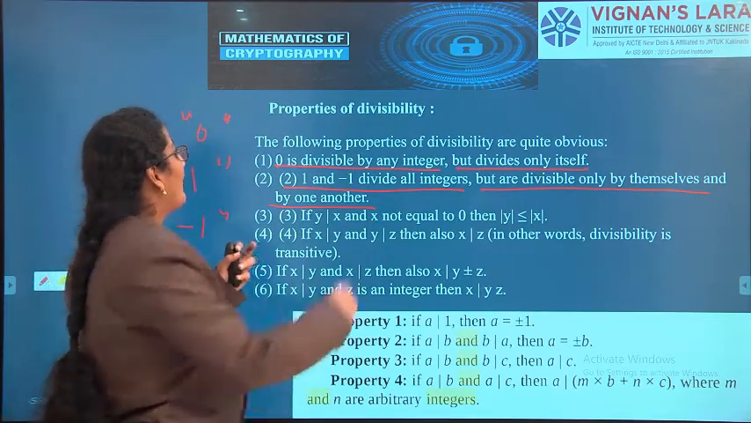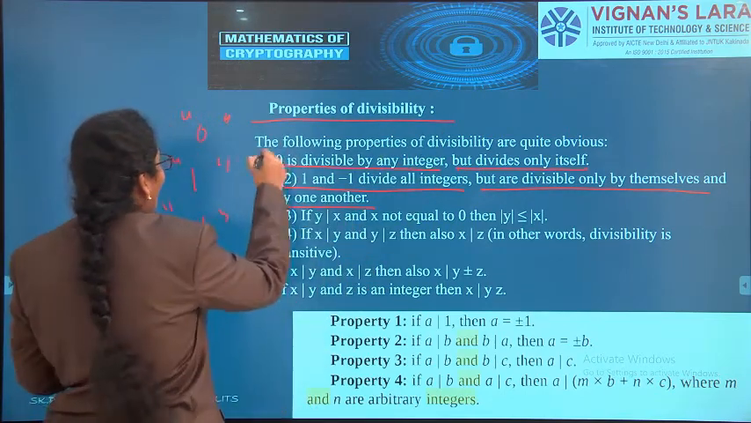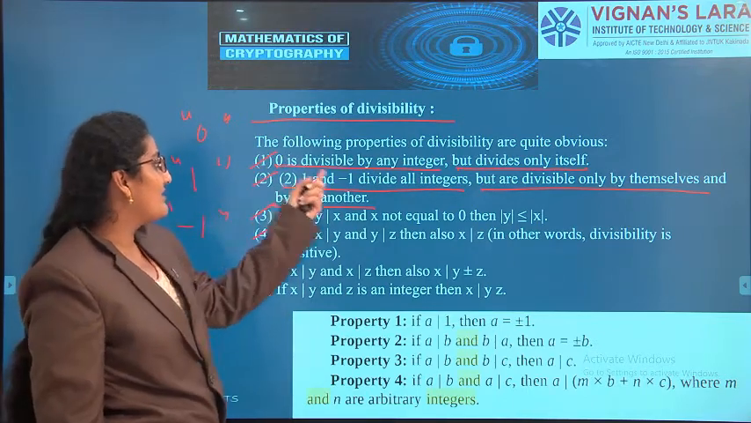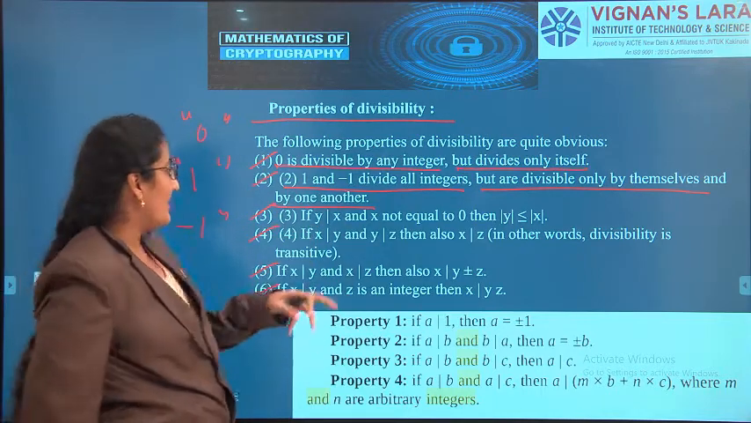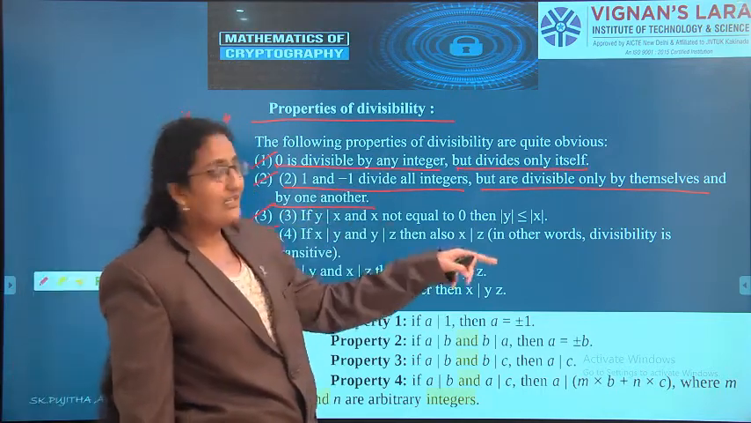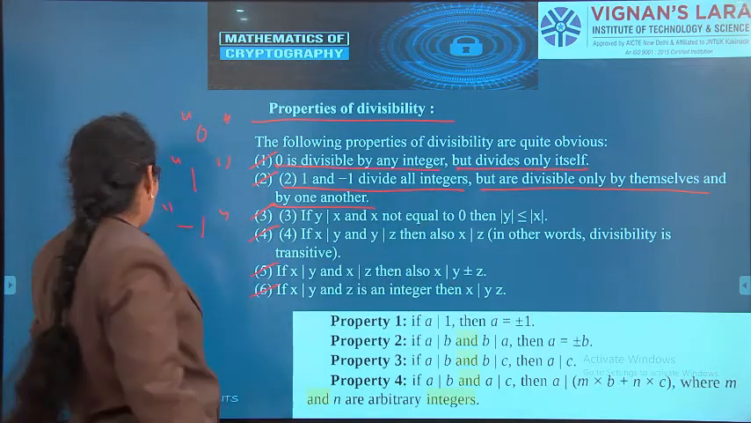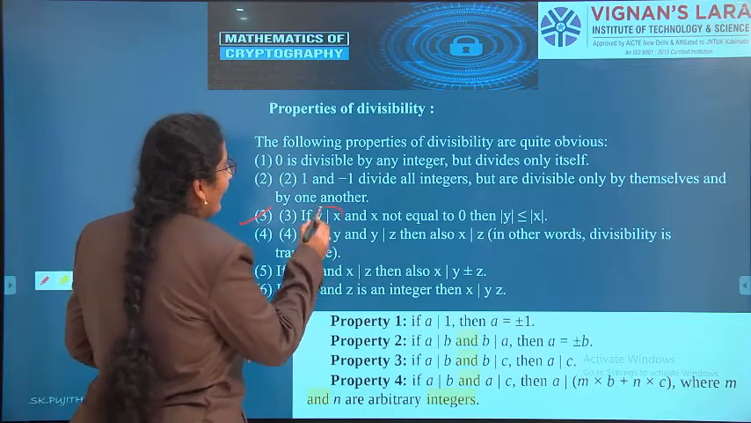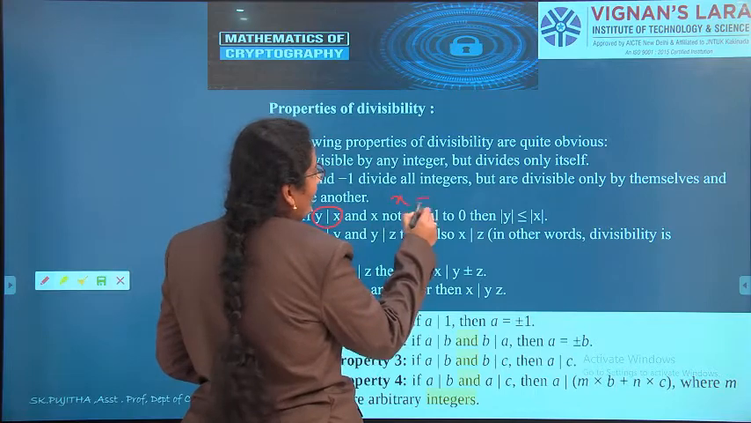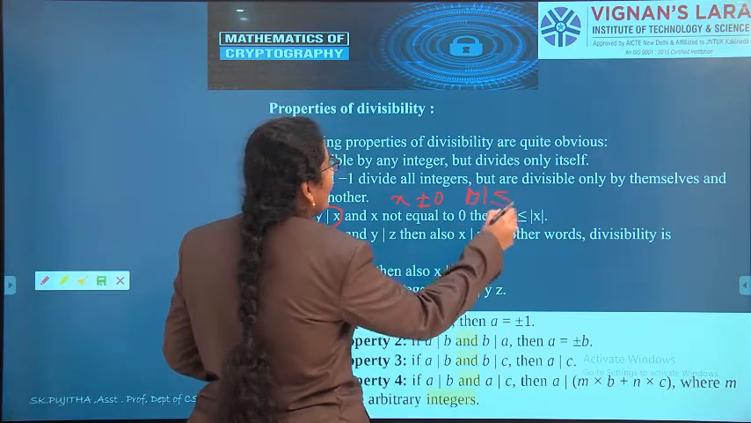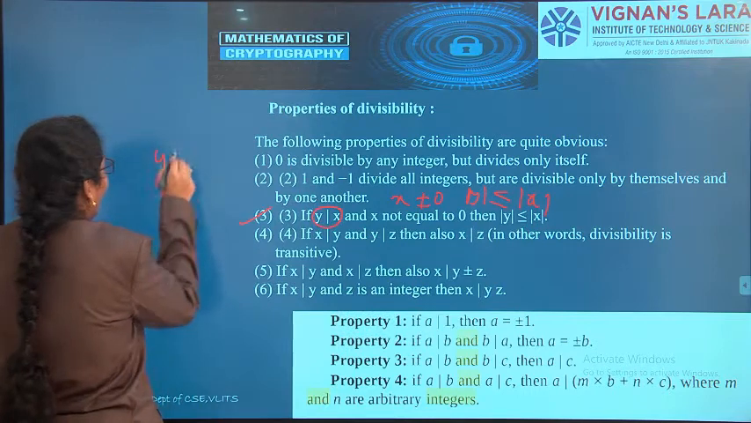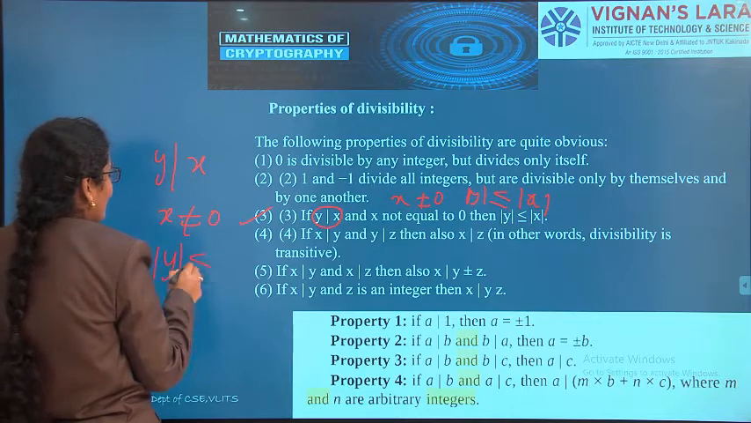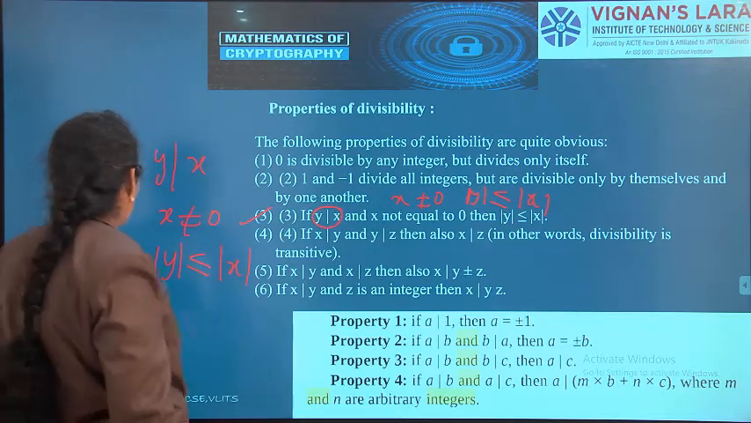So first two division properties, we are talking about division properties. We have 6 division properties. In that 6 division properties, first two are 0 is divisible by any integer but divides only itself; 1 and minus 1 will divide all integers but divisible only by themselves and each other. So see the third one. What is the third one? If y mod x and x not equal to 0, then mod y less than or equal to mod x. This is the third division rule.